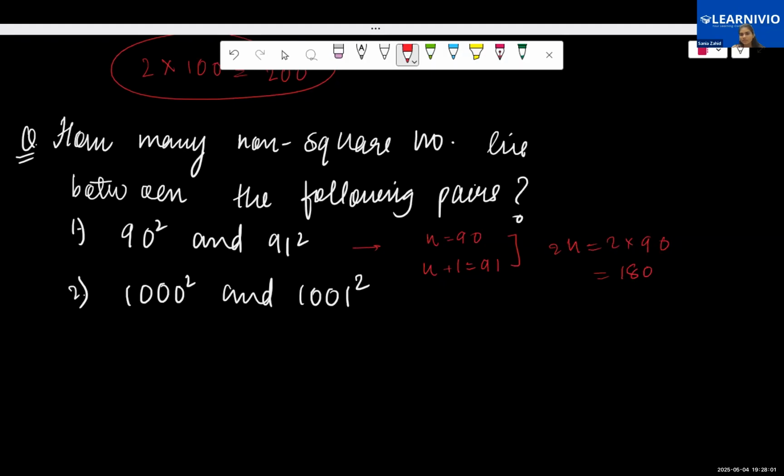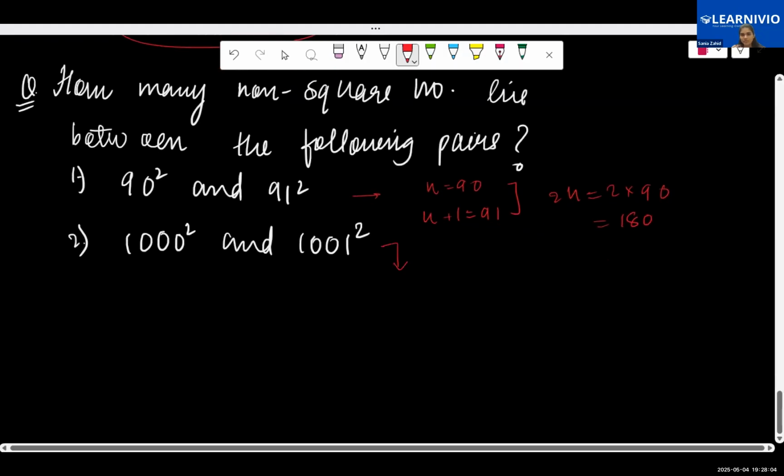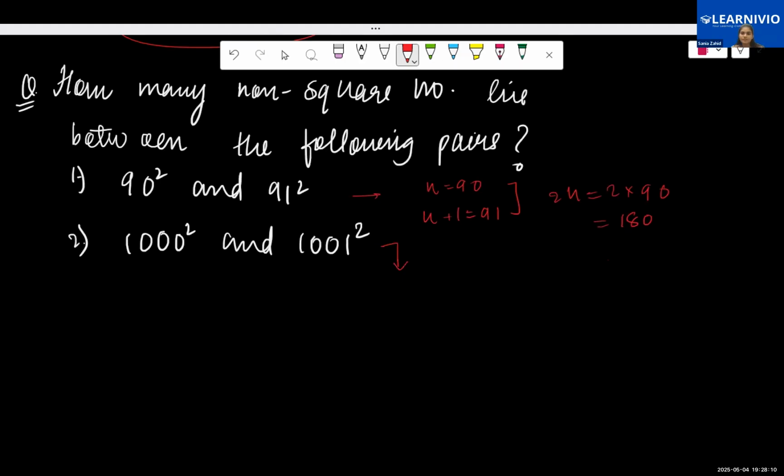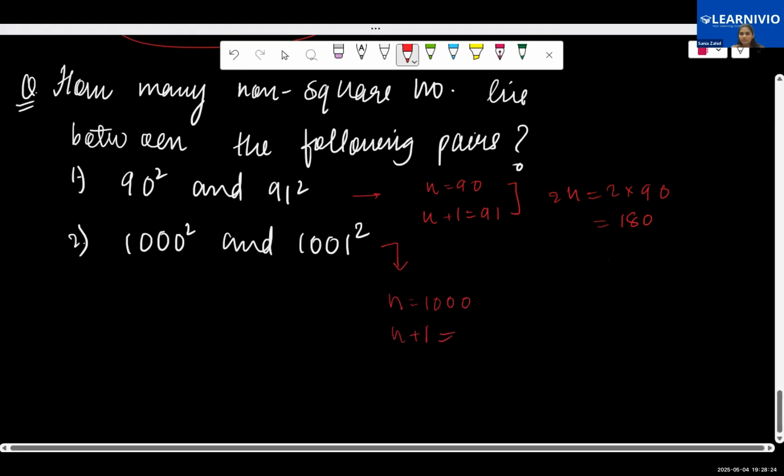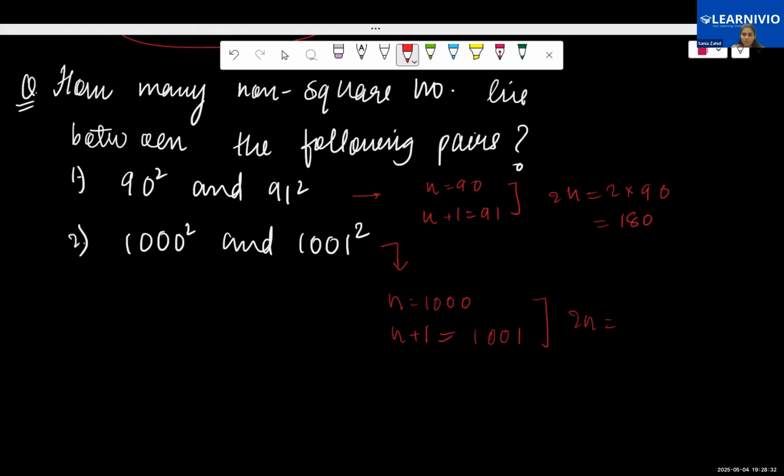Second one, Harmeen, tell me. Yes, ma'am. 1000 square. What is n here? n is equal to 1000. And what is n plus 1? n plus 1 is equal to 1001. And what is the number of non-square numbers that lie between n square and n plus 1 square? 2n. So what is 2n now? 2 into 1000. That gives you 2000 as your answer.